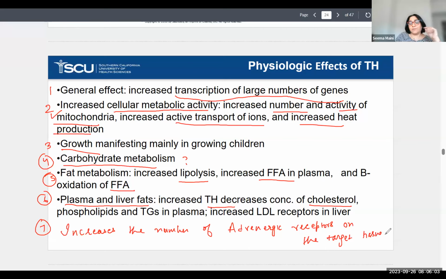All the cardiovascular effects of thyroid hormone are because of this. This is called the priming effect. That is, when one hormone sensitizes the target tissue for another hormone, it is called priming. So thyroid hormone primes the target tissue for the effect of norepinephrine. This is the priming function of thyroid hormone. All right, let's move on.